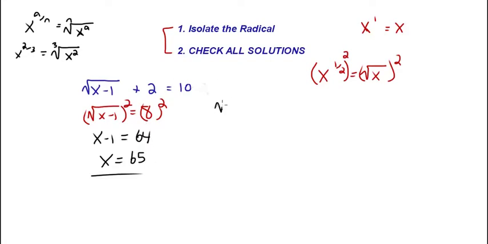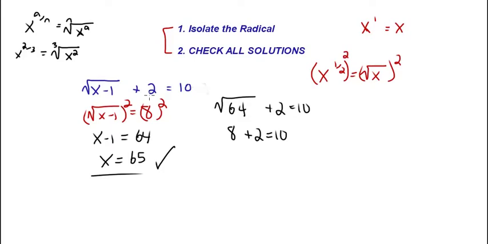So the square root of 65 minus 1 is just 64. So the square root of 64 plus 2 equals 10. Let's see if this is true. The square root of 64 is 8. 8 plus 2, that is 10. And there we go. So that would be the solution to this radical equation. And that's it in a nutshell. We can obviously make these a little bit more tricky with more steps, but that's the main idea.